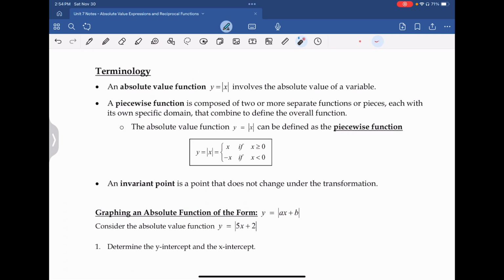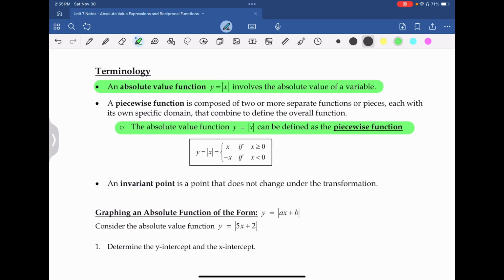Now, let's introduce some terminology. Again, the absolute value of a function is simply saying we take the absolute of any single x that we put in, or the absolute of the function itself, and that's going to give us some sort of output that is a reflection of that. A piecewise function is where we put two parts or two different functions together that describe an overall absolute value function. And again, this will appear on your formula sheet.